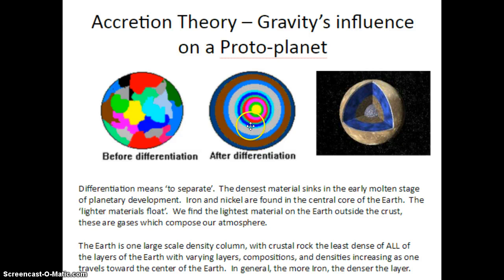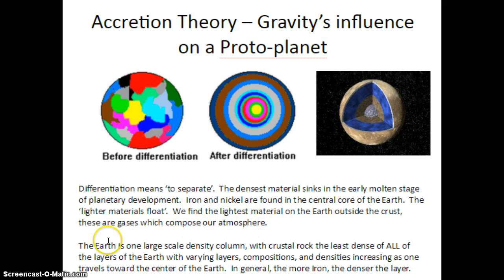So dense materials, just as we would put a rock, right, non-pumice, into water, it would sink. So the densest material sinks in the early molten stage of planetary development. Iron and nickel are found at the central core of the Earth. The lighter materials float. We find the lightest materials on the Earth outside the crust, right? This is our atmosphere. These are the gases that compose the lightest materials.